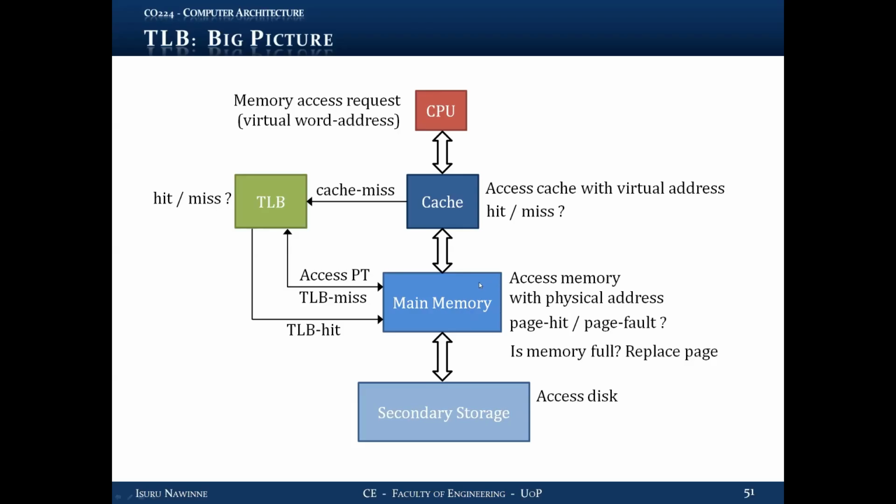We update the memory, we update the page table, we update the TLB while sending the correct block to the cache and the word to the CPU. However, if the memory is full, we need to replace an existing page in a frame. Then the replacement policy comes into the picture. We need to find the least recently or least frequently used page in the memory.